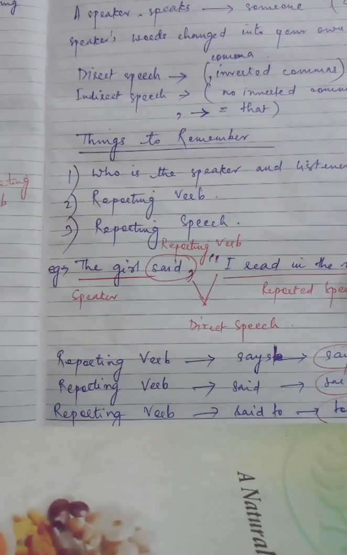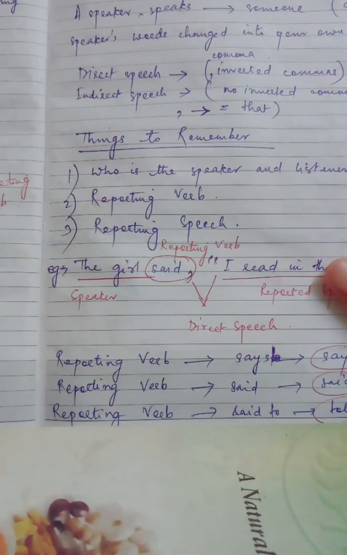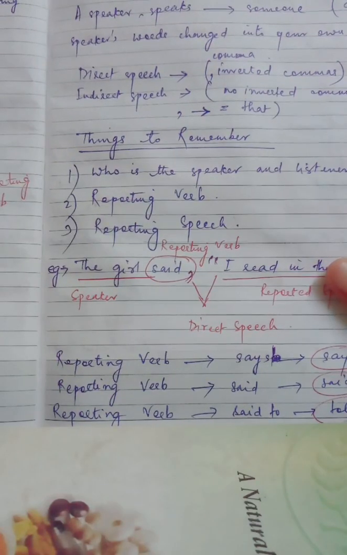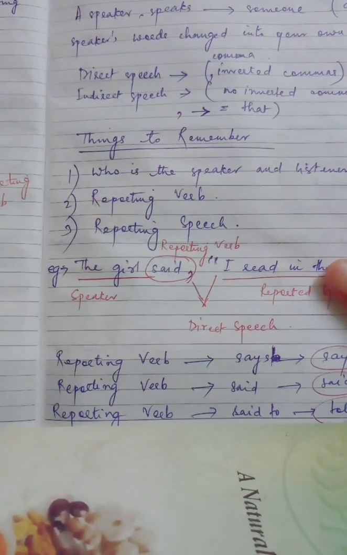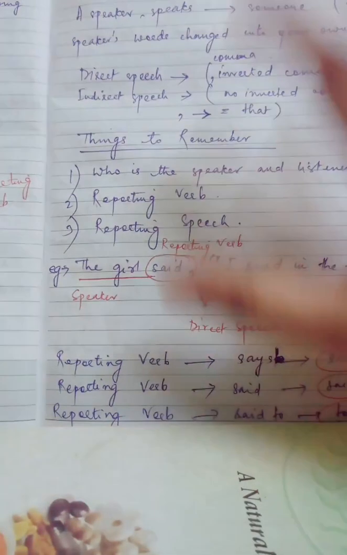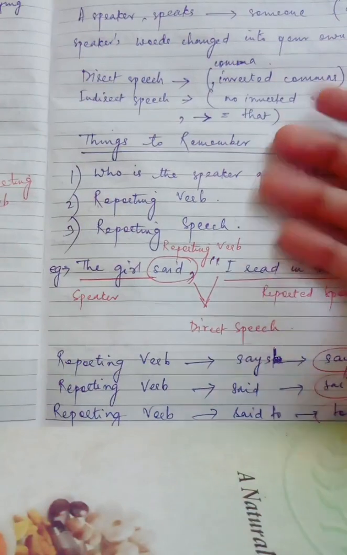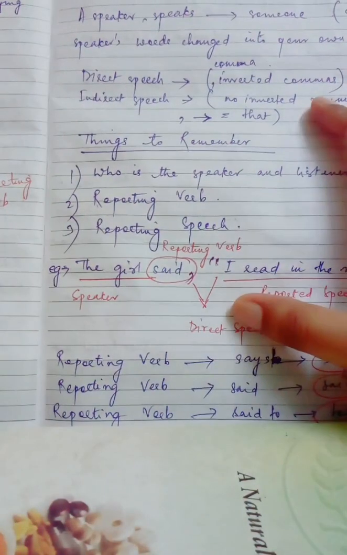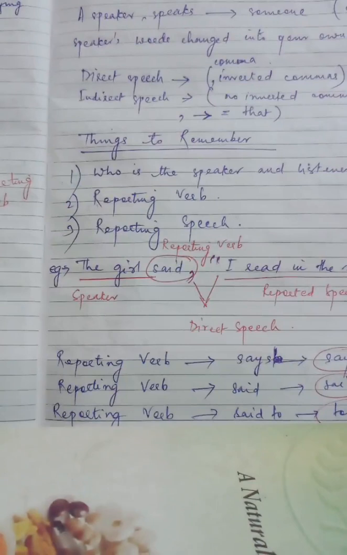And indirect speech is where the speaker's words are changed into your own words to tell it to somebody else, and obviously there will be no inverted commas. So direct speech is where the speaker is speaking directly to someone, and in indirect speech, a third person changes the speaker's words into his own words to tell it to somebody else again. That is called indirect speech.